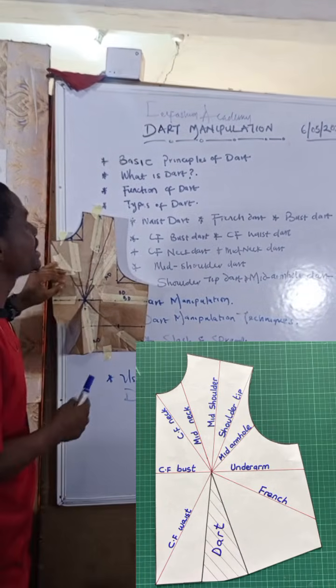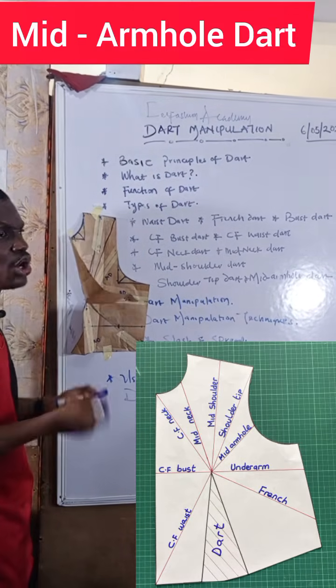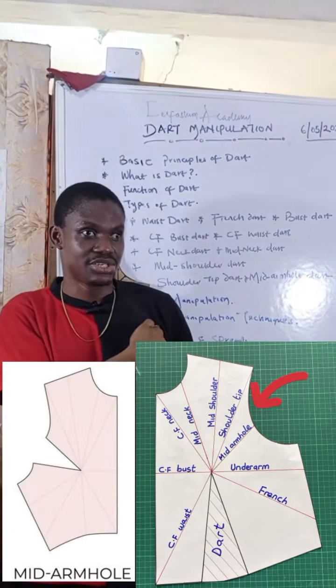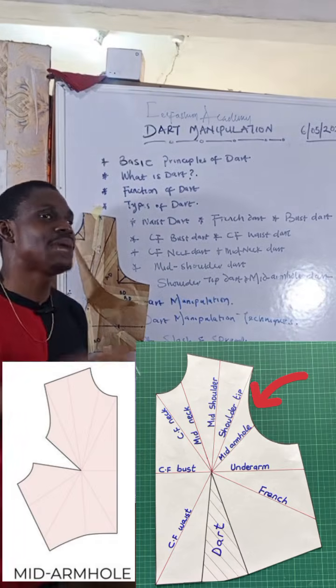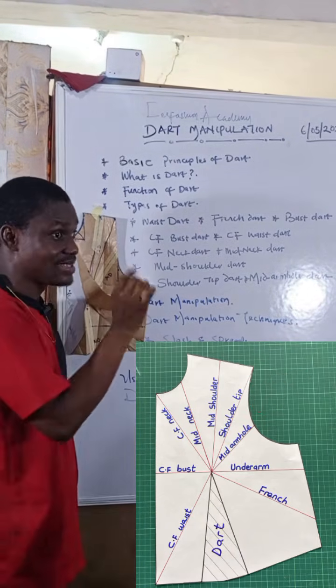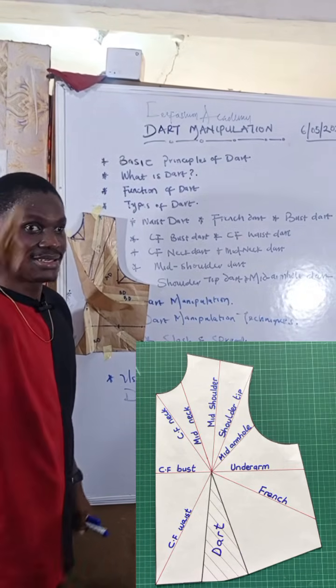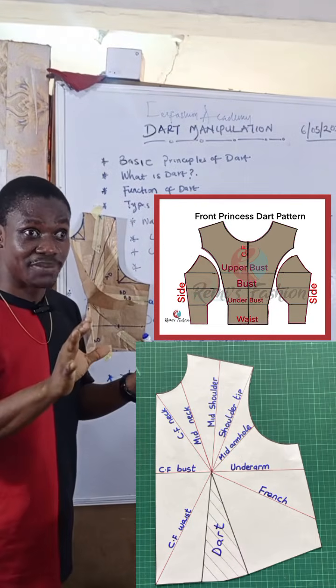So after the shoulder tip dart, the next is the mid armhole dart. By now we already know where the mid armhole is. If this is your armhole, the mid part is around there. You take it towards the bust point. Now, who can tell me which kind of dress or pattern style you can use this mid dart to get? Can somebody tell me? Princess dart.